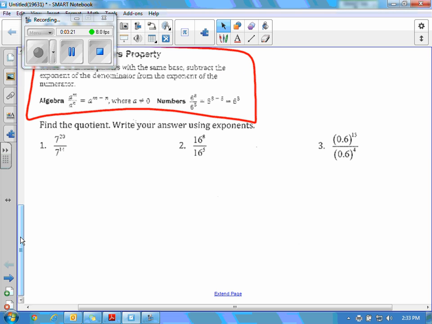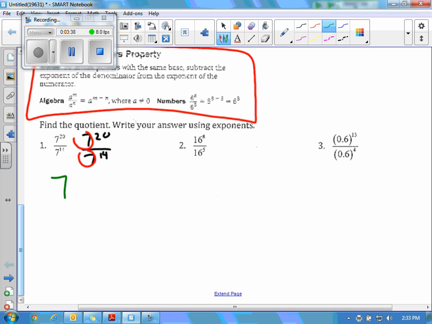For number 1 on here, I apologize, it's hard to read. That's 7 to the 20th over 7 to the 14th, which means I am doing division. They have the same base. The base is 7 for both of these. So I can go ahead and write 7 and then subtract the exponents, top exponent minus the bottom exponent. So I'll get 7 to the 6th.